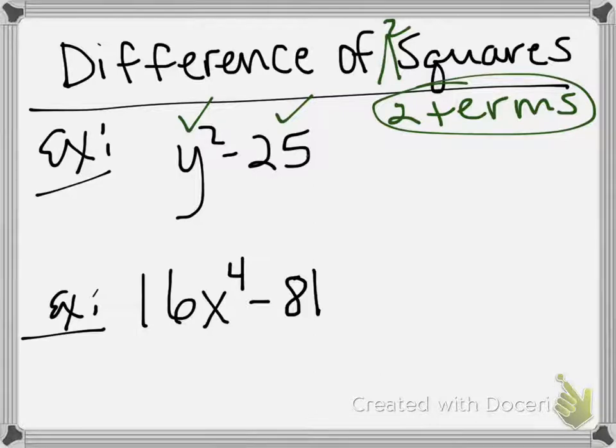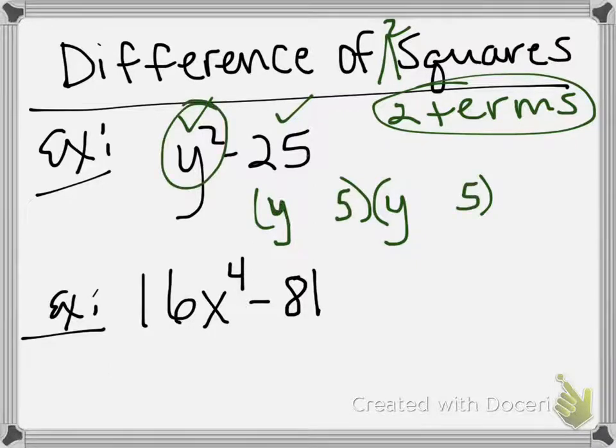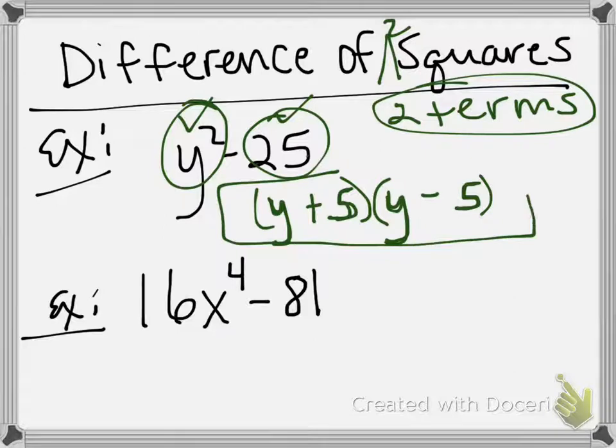So when you see the difference of 2 squares, you're going to write 2 groups of factoring. I have y squared minus 25, so I'm going to put y in each group, and I'm going to put 5 in each group because the square root of y squared is y, and the square root of 25 is 5. And then to finish this off, make one positive and one negative. That's how you factor with the difference of 2 squares.